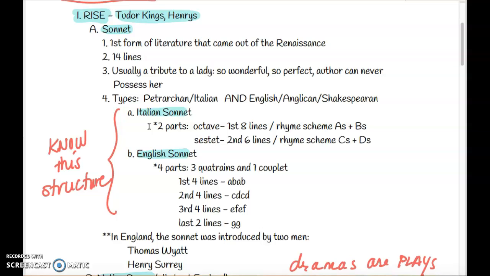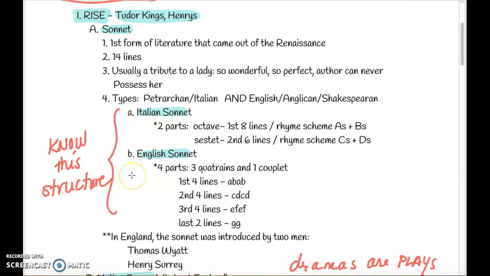The second set of lines, you have 6 lines left to form 14 lines. So the 6 lines are called the sestet, and it has a rhyme scheme with C's and D's. So none of the second set of lines rhymes with the first 8 set of lines.